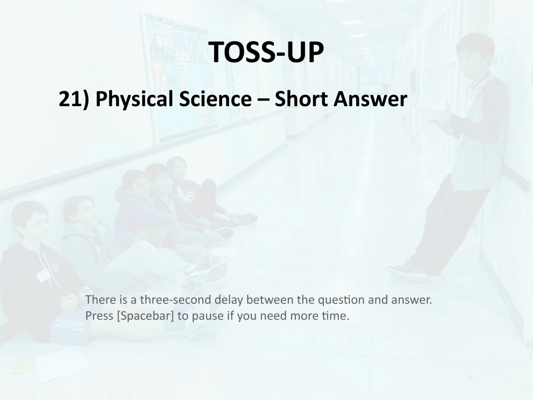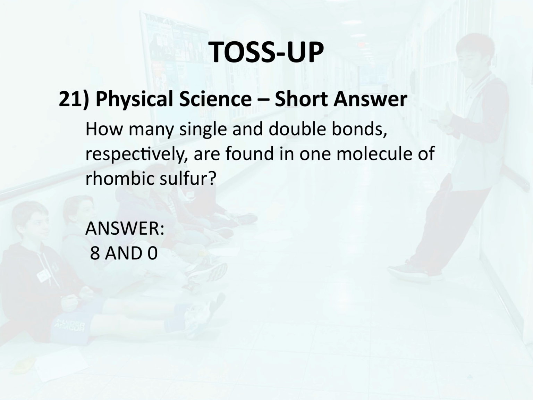Toss-up, 21. Physical science, short answer. How many single and double bonds, respectively, are found in one molecule of rhombic sulfur? Answer, 8 and 0.